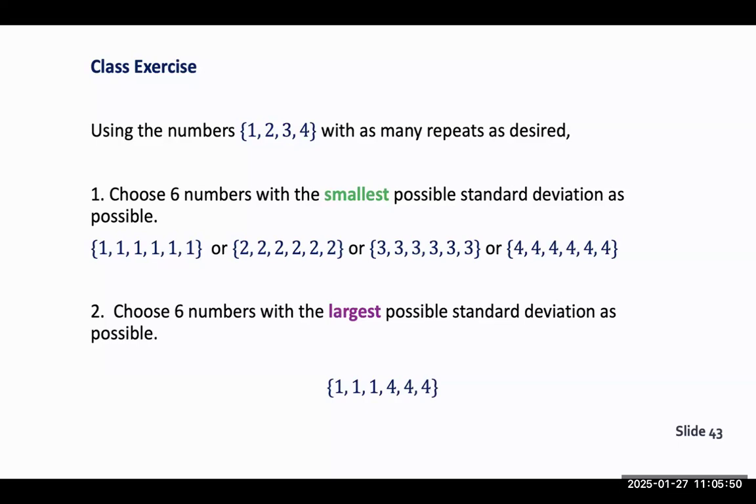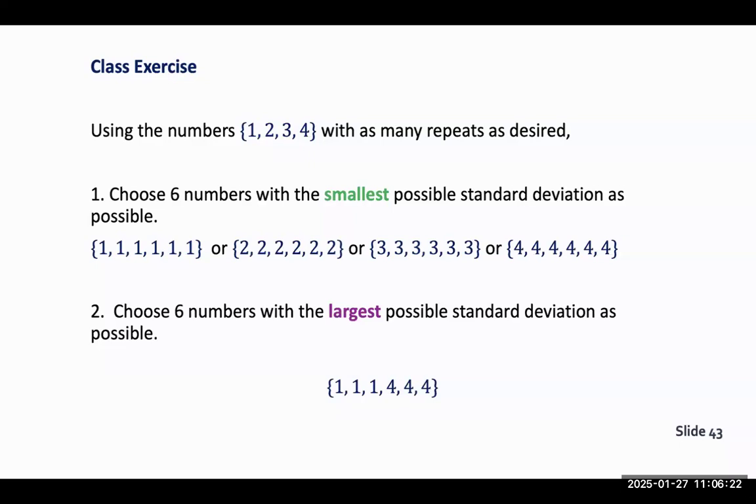So this data set, the 1, 1, 1, 4, 4, 4, would have the largest standard deviation. It would be larger than the other set I just told you. Now you can come up with lots of different combinations, but how I figured this one out is I tried to think of something where the numbers were as far apart as possible. The lowest number is a 1 and the highest number is a 4. And in between those is 2.5.